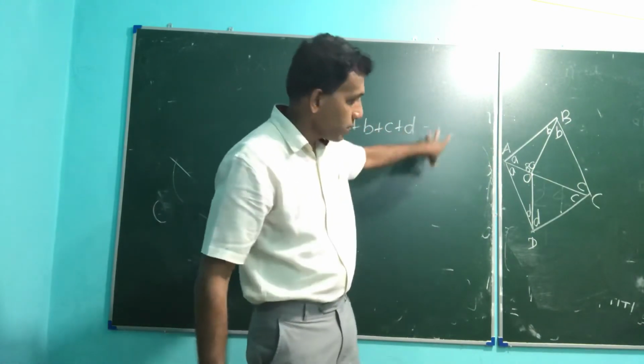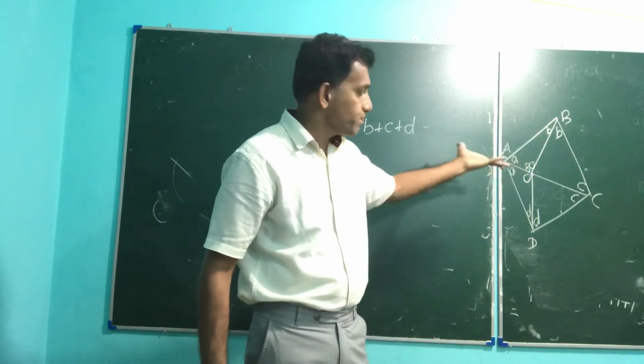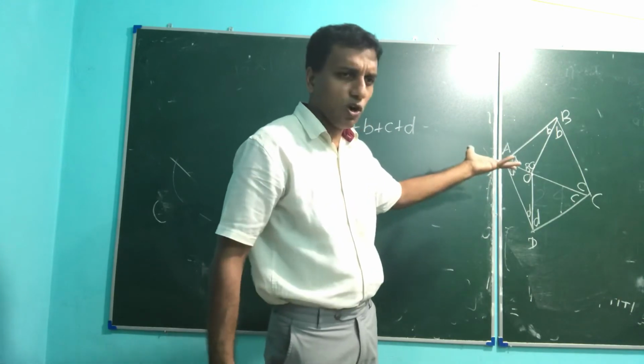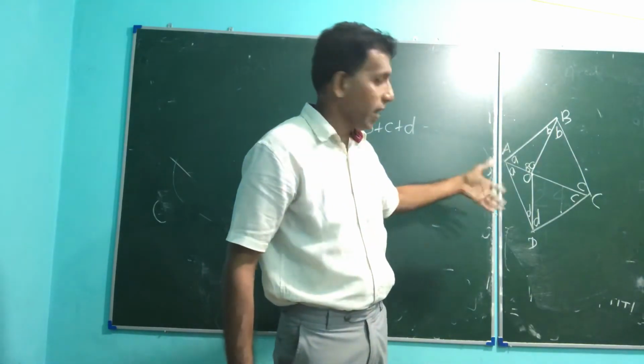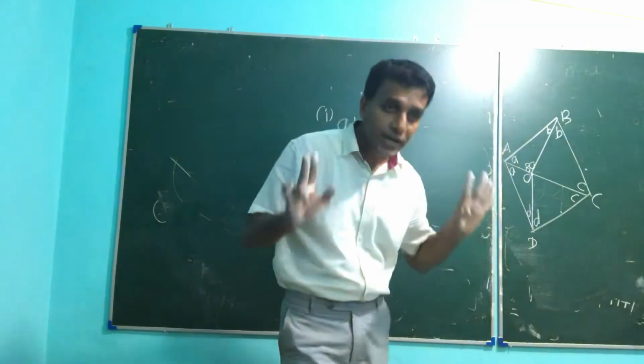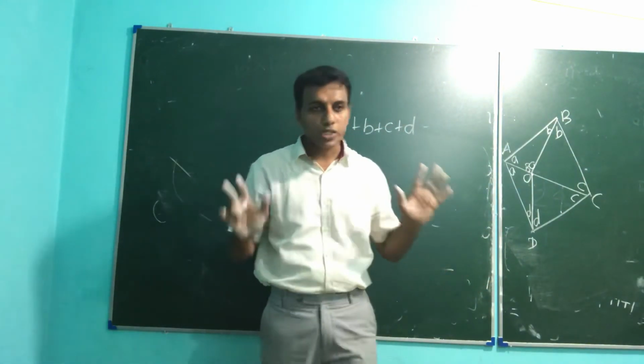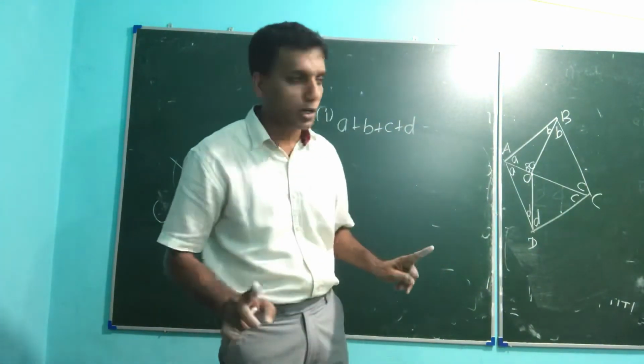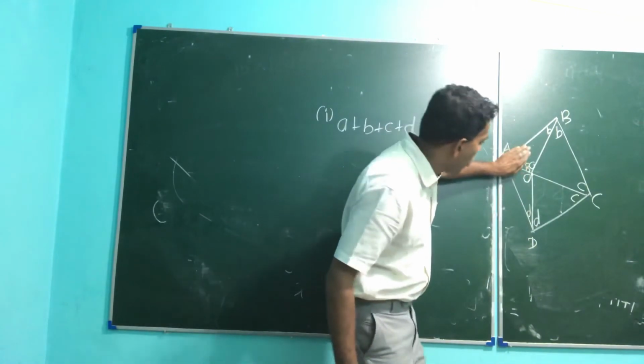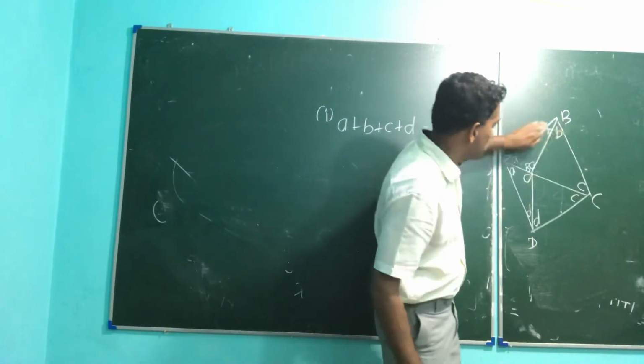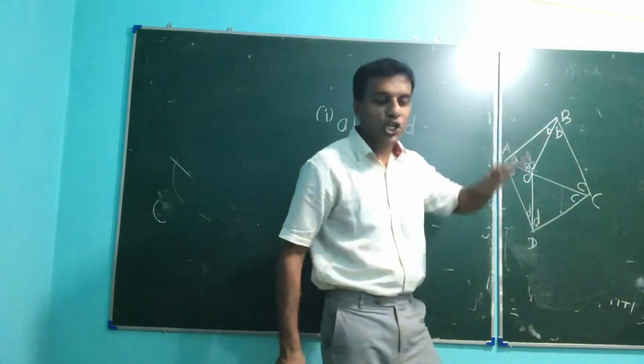But this figure, some say a circle, but rhombus, no. Square, no. Rectangle, no. This is a quadrilateral. This is a four-side figure, a quadrilateral. So you know, the addition of 4 angles. What is that?